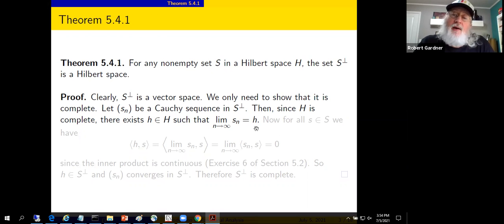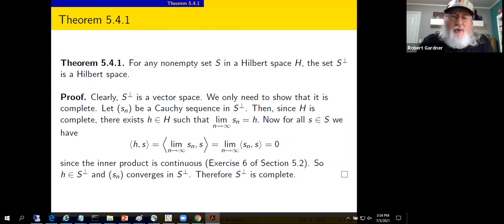Now we need to see if h itself is actually in S perp, and it is, and it follows by continuity of the inner product. The inner product of h with s, well, h we've written as a limit of the s sub n, so we'll just substitute in there. We can bring limits outside of inner products. In other words, the inner product is a continuous procedure, as is to be shown in section 5.2, exercise 6. If these notes are being used as supplements to the Promislow book on functional analysis, then it's explicitly shown in that collection of notes that inner products are continuous.